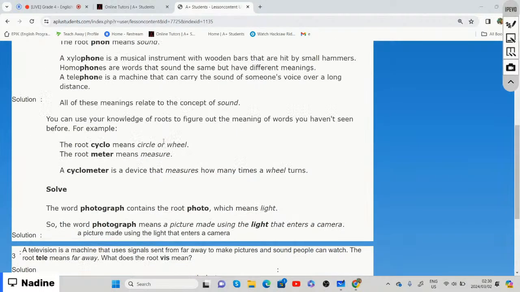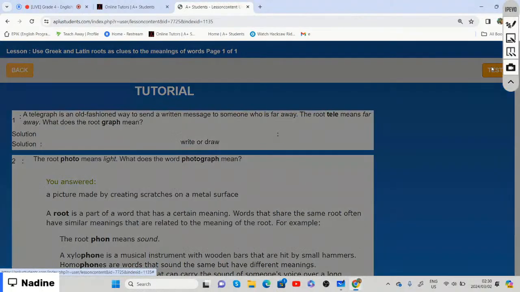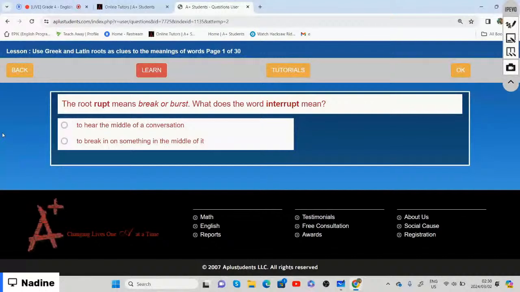All right. Let's go to our test and let's begin our test on how to use Greek and Latin roots as cues or as clues to the meaning of the words. If we look at the root rupt, rupt means either to break or burst, right? So rupt means to break or it means burst.